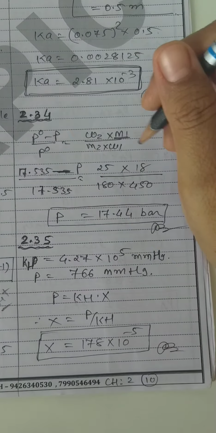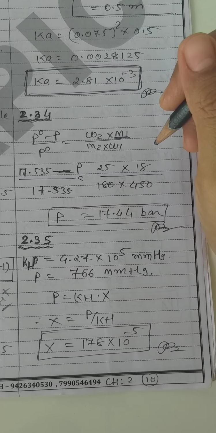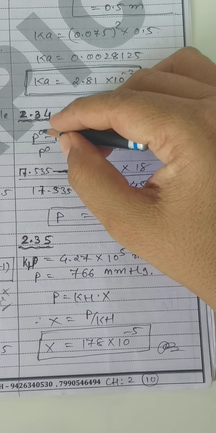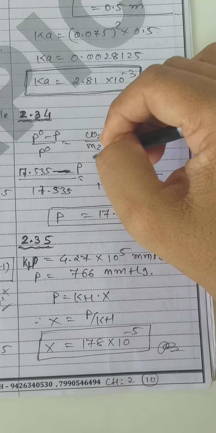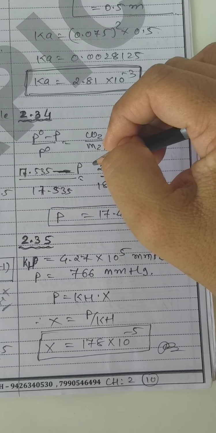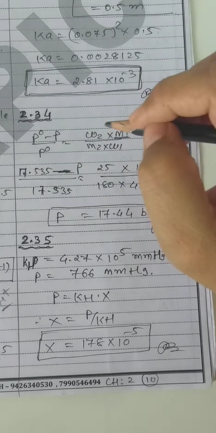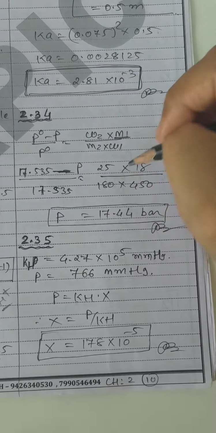So P naught is equal to 17.535. Why? It is a pure solvent. Minus P, that is the solution. For the solution we want to find. See, calculate the vapor pressure of the water when glucose is dissolved. That means we want to find the vapor pressure after making a solution.